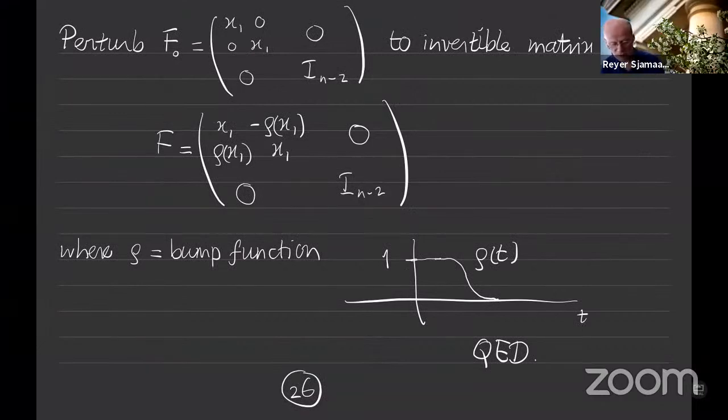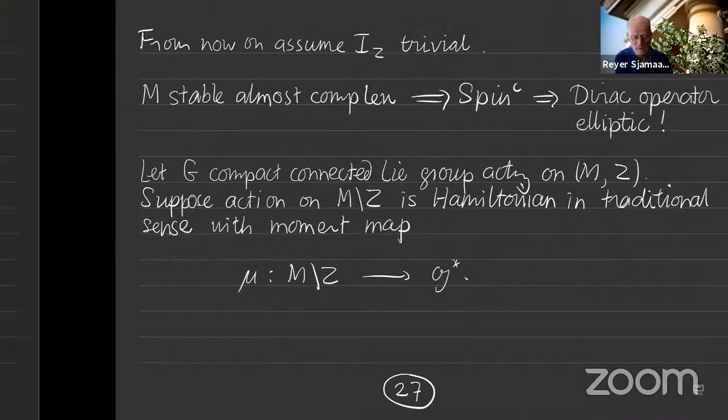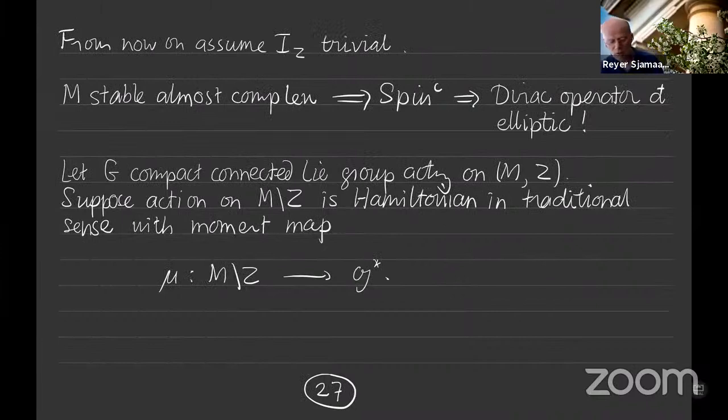Namely, I add a little bump function of x1. So a function which is 1 where x1 is 0, and which drops down to 0. And you make it an invertible matrix. And that gives you your isomorphism. If x1 is large, so away from the hypersurface, this is my original isomorphism. So that's the stable almost complex structure of a log symplectic manifold, for which I only needed to assume that my hypersurface has a global defining function.